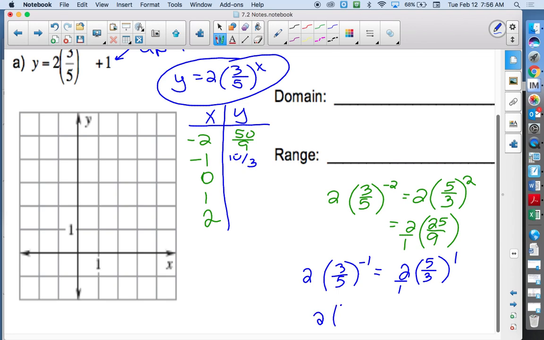The next one, we have 3/5 to the 0. Well, 3/5 to the 0 is 1, times 2 is 2. And then we have 3/5 to the first. So we're doubling the numerator, making it 6/5.